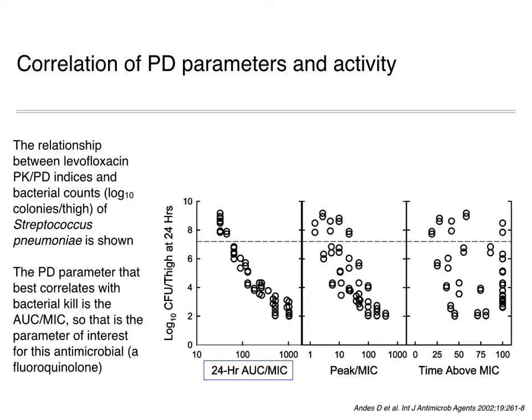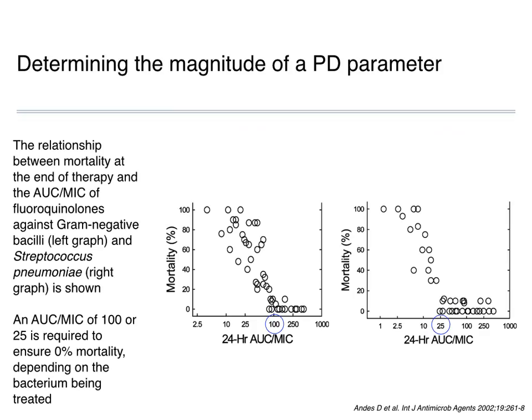And when you truly do these studies, you would actually do the statistics and report R-squared values or correlation coefficients, and so you would see that the best correlation was between AUC to MIC and your outcome. And so in this example with a quinolone, AUC to MIC is what matters for fluoroquinolones, and so that becomes the outcome that we want to maximize. Make sense?